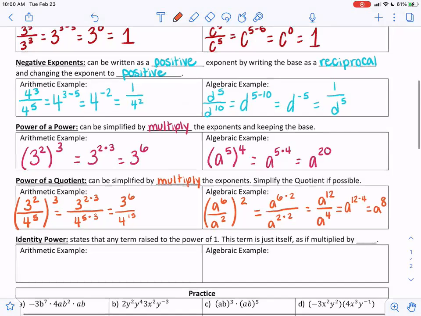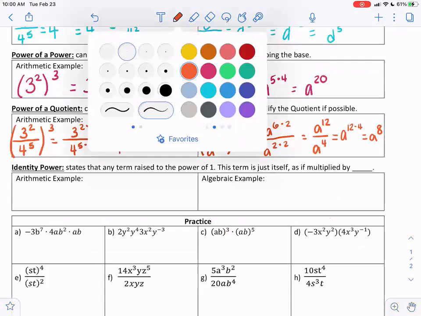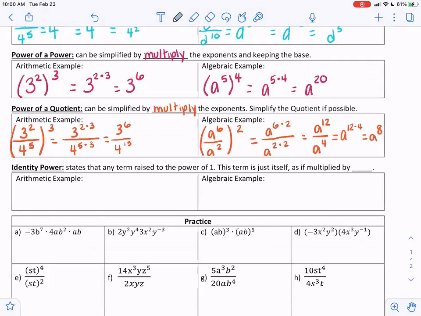All right, and our last property, and this one's probably my favorite property because it's the easiest, is the identity property. It states that any term raised to the power of 1 is itself, as if multiplied by 1. So if I were doing 3 to the 3rd divided by 3 to the 2nd, I get 3 to the 3rd minus 2. 3 minus 2 would be 3 to the 1st. So I could just write it as 3. Algebraically, I was going to do x to the 10th divided by x to the 9th.